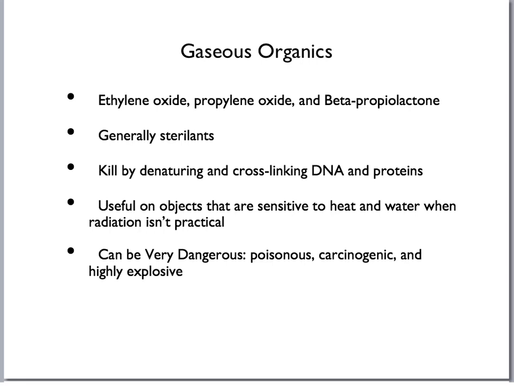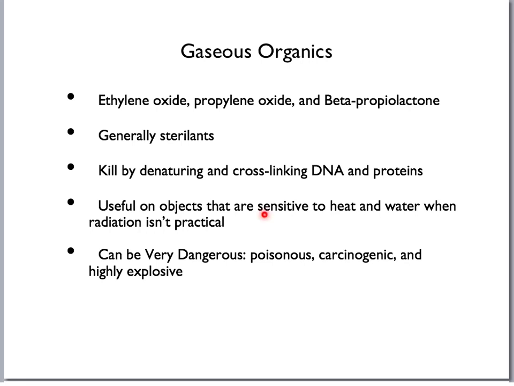So, the three main ones are ethylene oxide, propylene oxide, and beta-propiolactone. These are sterilants, because we wouldn't be using them if we didn't need to sterilize something. We've got plenty of good disinfectants. They kill by denaturing and cross-linking proteins. And because they're gases, they can get inside of really small crevices, places where you couldn't get with a surface disinfectant, and get everywhere and coat everything.